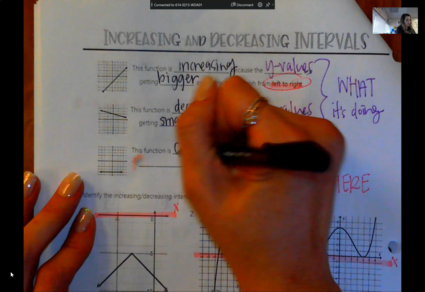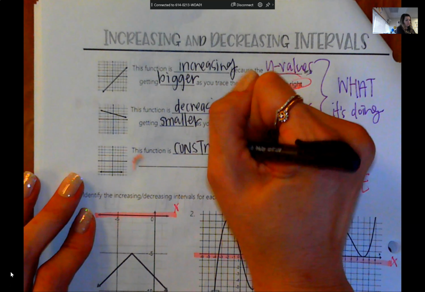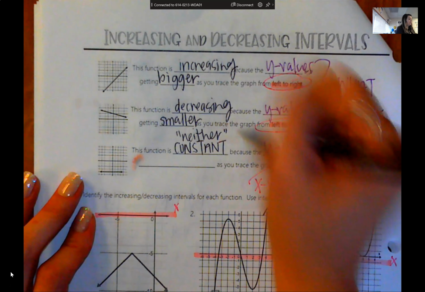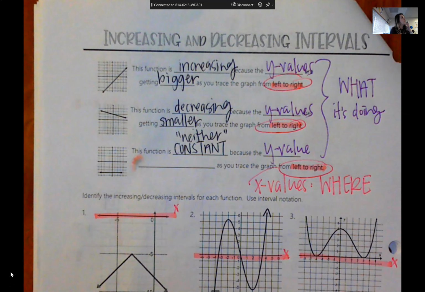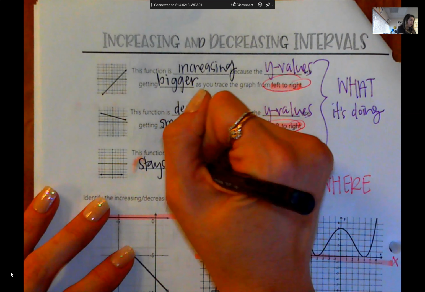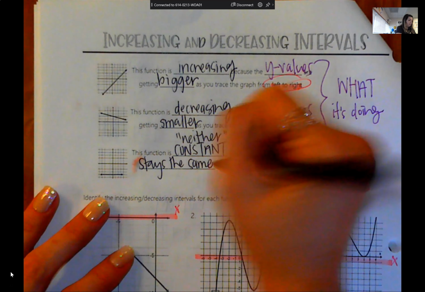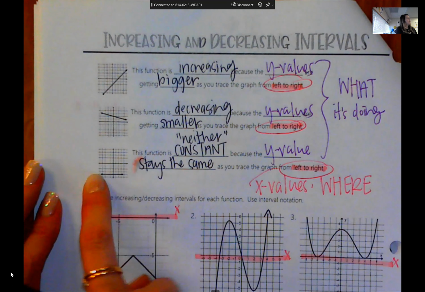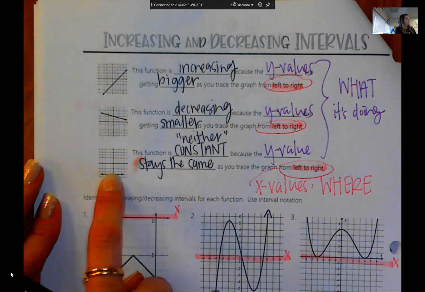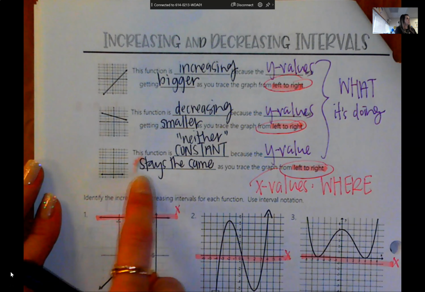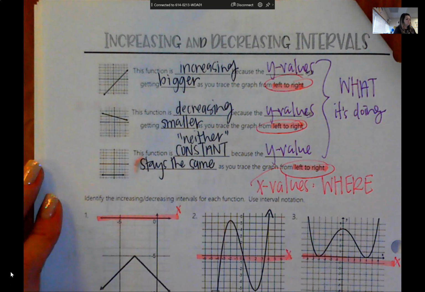Then the last one we would say is constant, which often is referred to as neither. It's not getting bigger or smaller. It's staying the same, moving left to right. So the line is kind of hard to see, but it's down toward the bottom. This line. If I start at the left and move toward the right, my finger doesn't change where it's at, up or down. It just stays flat.